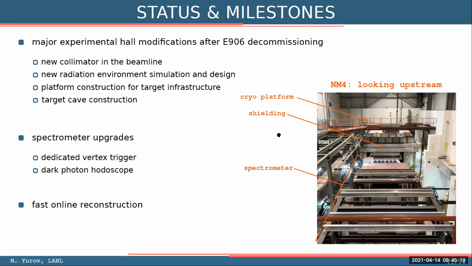Some spectrometer upgrades include development of the dedicated VERSEP trigger, dark photon hodoscope construction for a parallel physics program, and also GPU-based fast online reconstruction to improve the quality of the data taking.